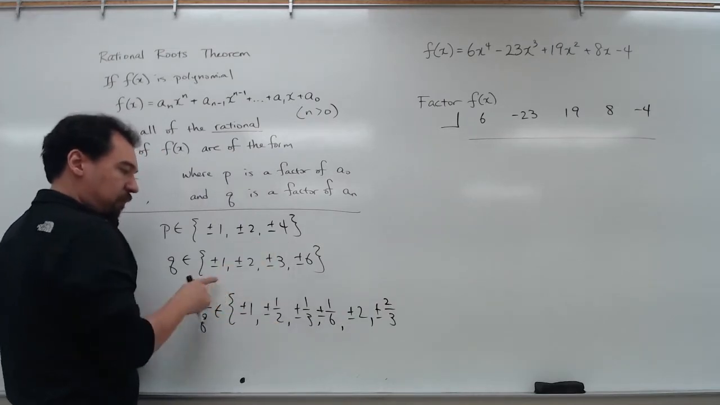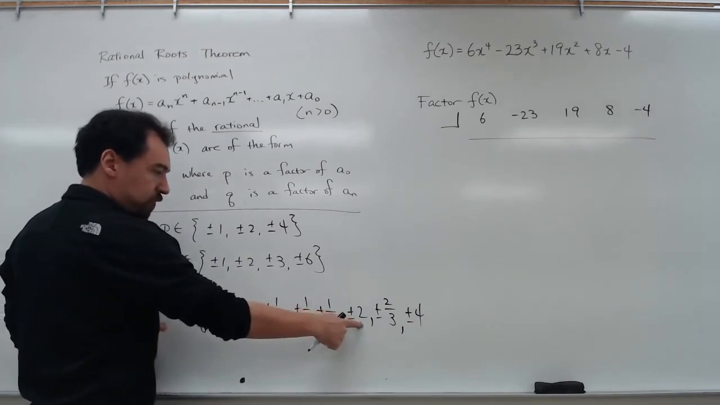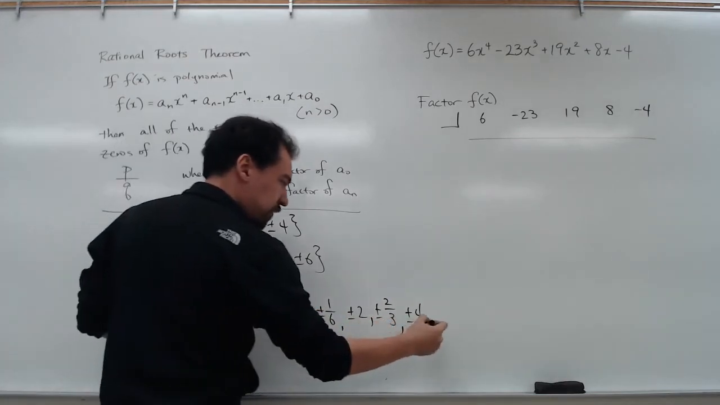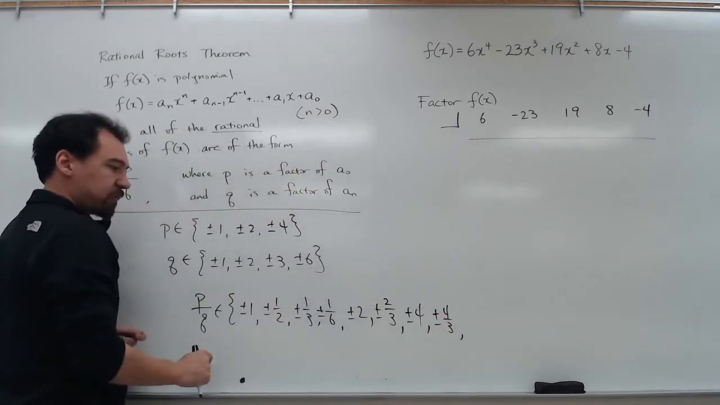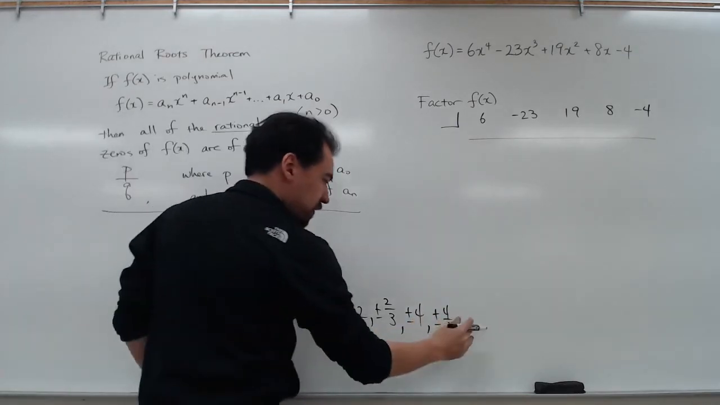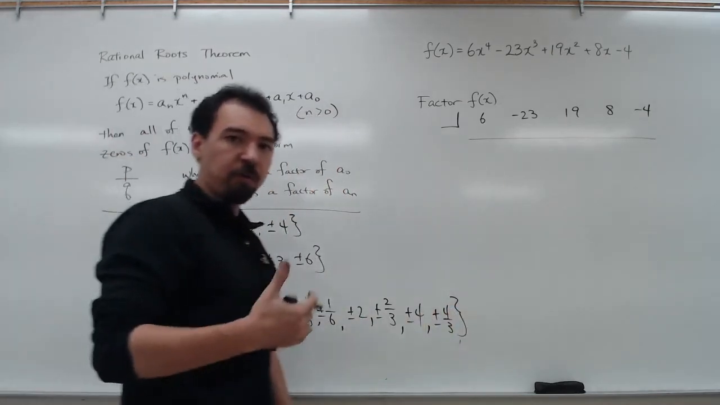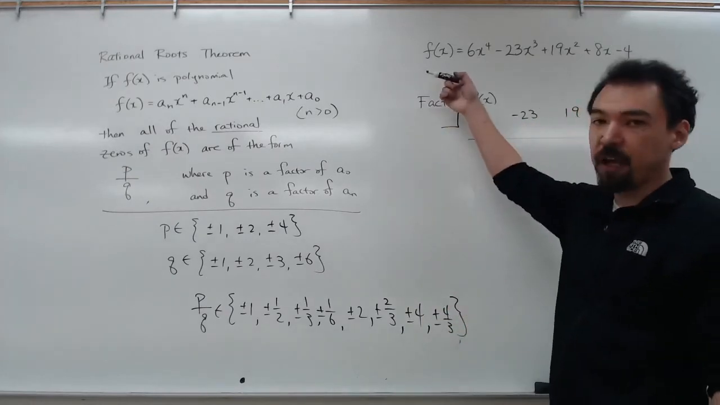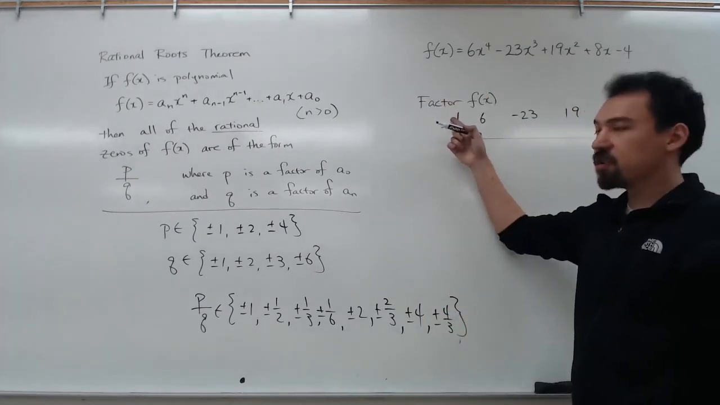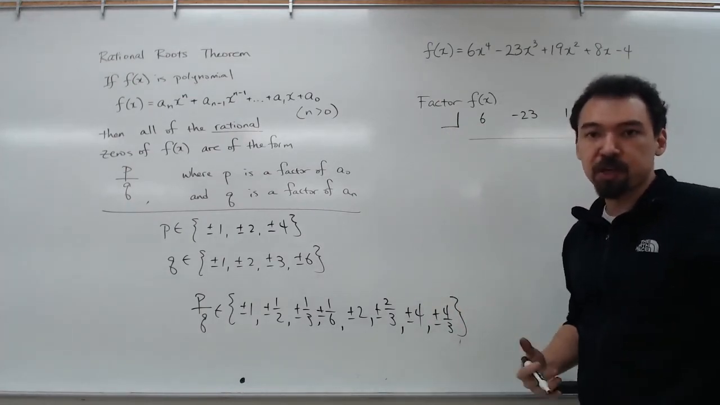Then we go to 4 over 1, and then 4 over 2 is 2, which is already in the list. 4 over 3 is brand new. And 4 over 6 is 2/3, so we already have that in the list. So this list contains all the possible rational roots or zeros of f, which means we're not going to try any rational numbers here that aren't in that list. We already know they don't work.